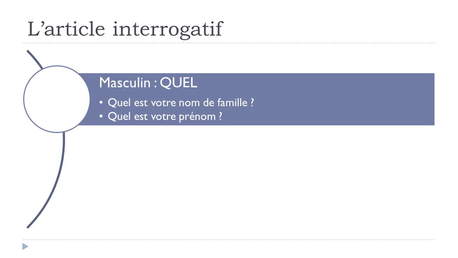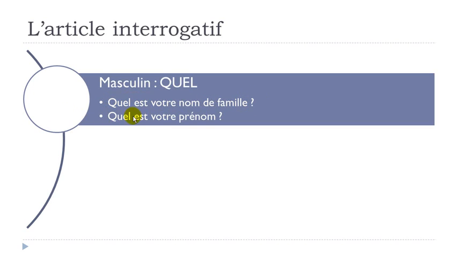So, l'article interrogatif. Here, you get the masculine form, and it's quel. Quel means what. Okay, so that's what you'll use when you want to ask a question with what. And you've got a good example here. So, quel est votre nom de famille? What is votre, your, so the polite form of your, nom de famille, family name, last name. Okay, quel est votre nom de famille? What is your last name?